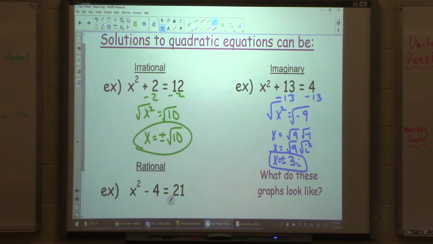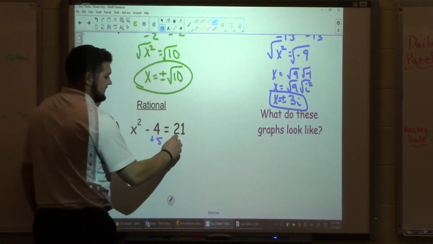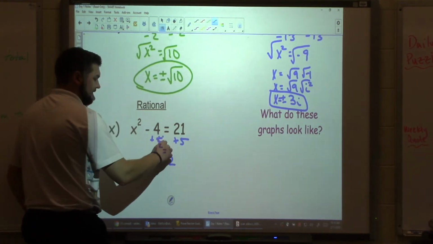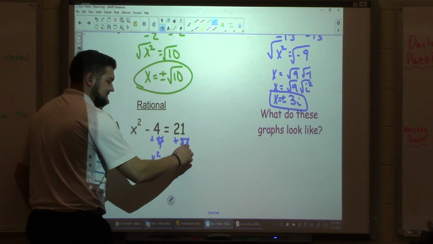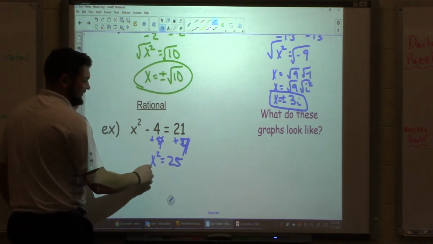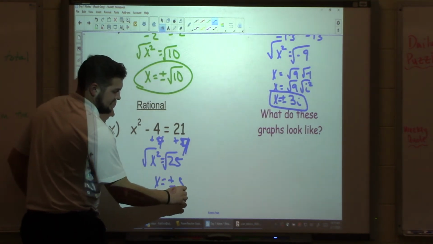All right. And then lastly, we have rational, which are just our normal ones. x squared equals 5 plus 4. It's plus 4. x equals 5 plus 4, x squared equals 25. Square root, x equals positive -5.